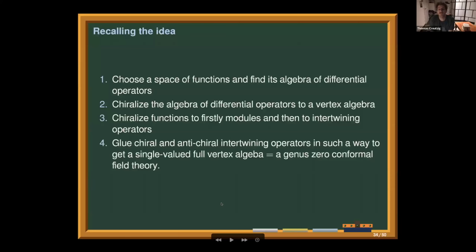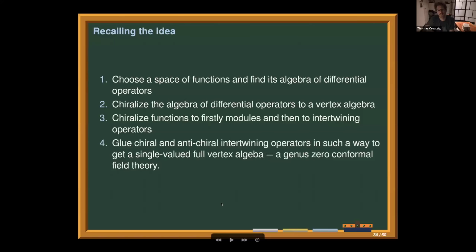So the idea is that we have a certain principle, that we have our somehow classical or quantum mechanical problem, and we lift it. So this means we choose, first of all, what we want to study. That means we choose a space of functions, we find its algebra of differential operators, and then we lift. We call this lifting procedure chiralizing. So this means we lift the algebra to a vertex algebra, to the chiral algebra of the conformal field theory. That's maybe why I call it chiralizing, because it gives the chiral algebra of the conformal field theory.